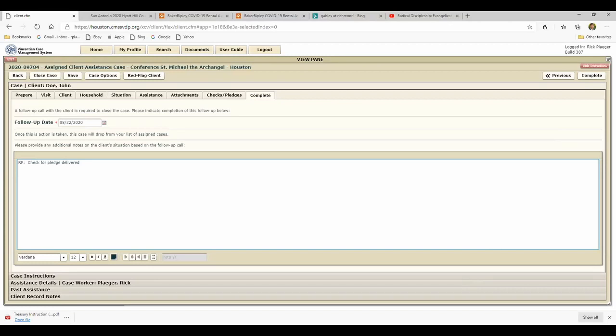So that's all of the details of what you need to do when you are entering information about the telephone or home visit, also when you're entering a pledge, and also when you're converting a pledge to a check request.